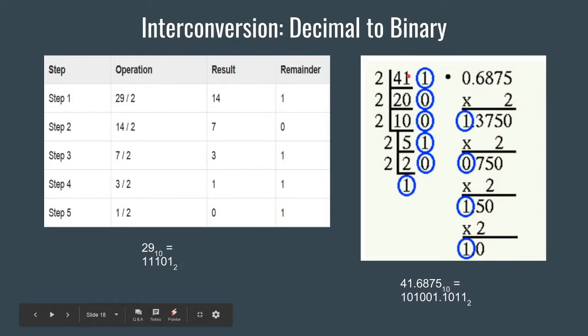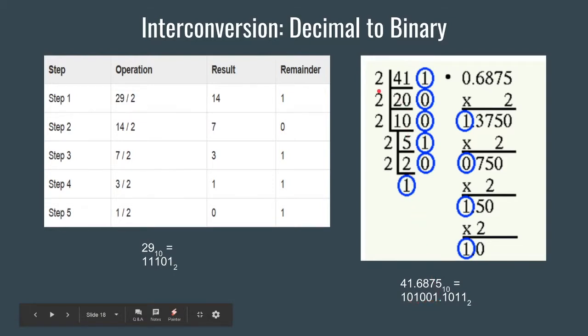Next is a decimal number, 41.6875. We intend to convert this decimal number, or floating point number, into binary. First of all, we convert this 41 into its equivalent binary. The process is the same as before, we just divide it by 2. So 2 into 20 gives 40 with remainder 1. 2 into 10 is 20 with remainder 0. 2 into 5 is 10, remainder 0. 2 into 2 is 4, remainder 1, 2 into 1 is 2, remainder 0. So the binary equivalent of 41 is 101001.